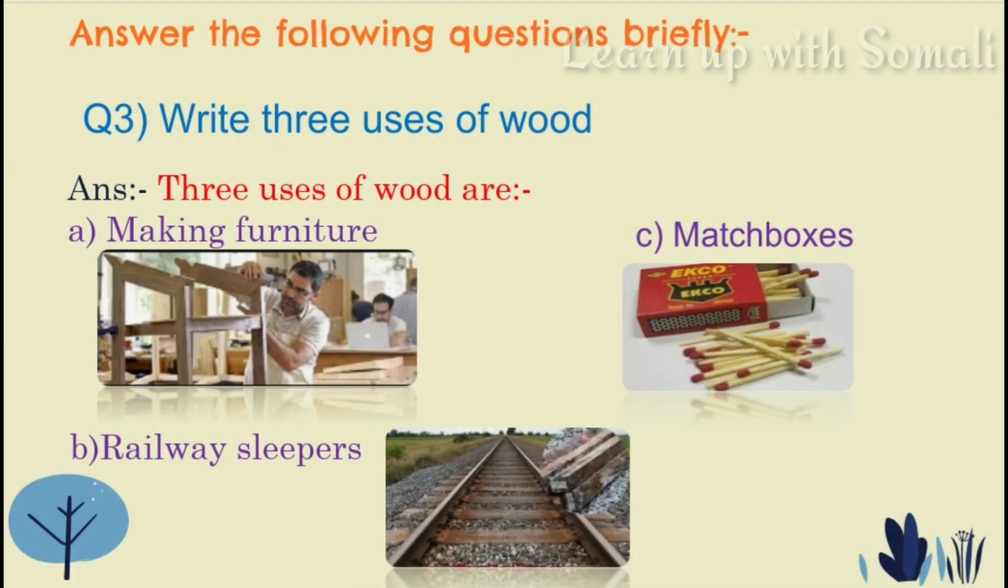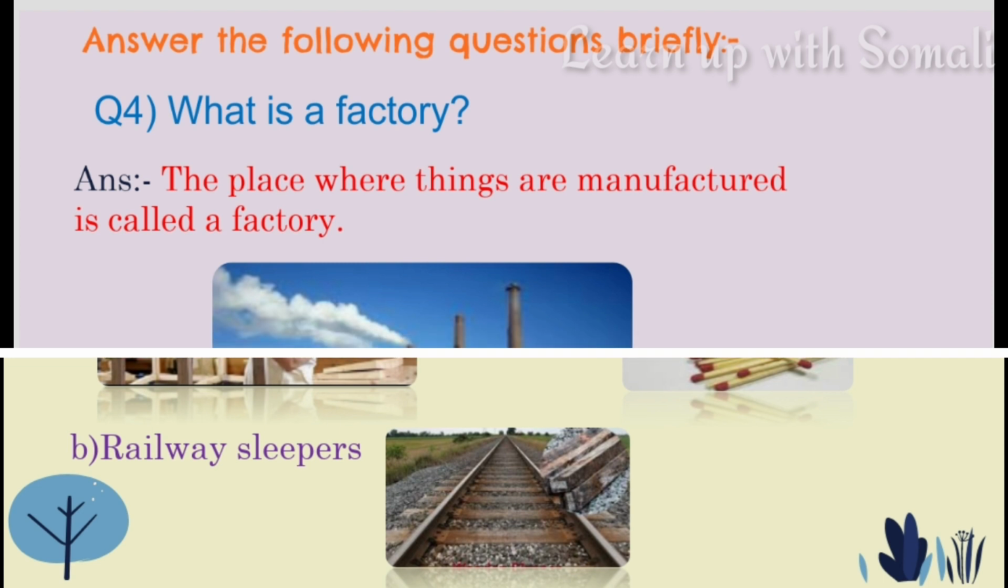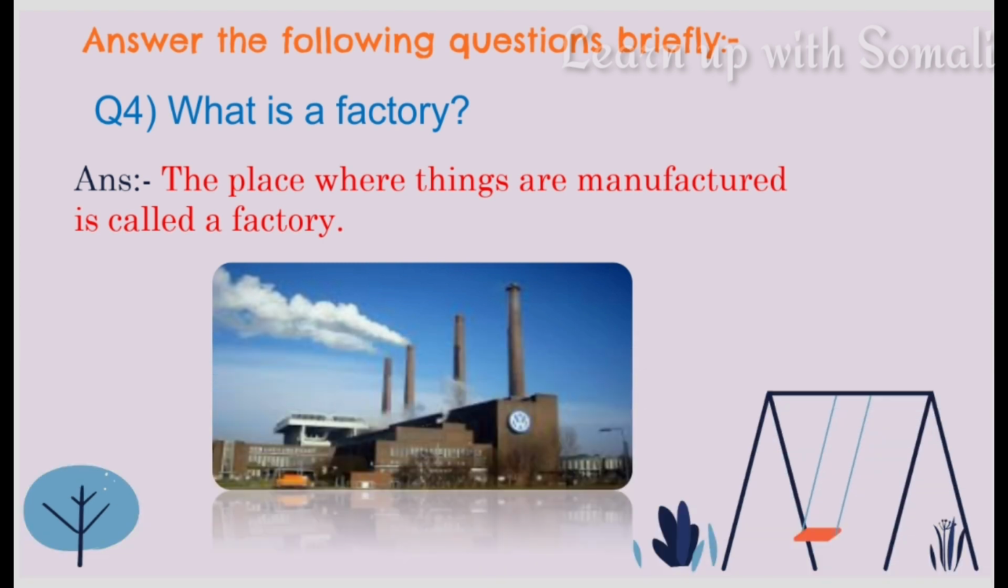Now with question number 3, write 3 uses of wood. The answer is 3 uses of wood are number A making furniture, number B railway sleepers and number C matchboxes. Moving on to question number 4, what is a factory? The answer is the place where things are manufactured is called a factory.